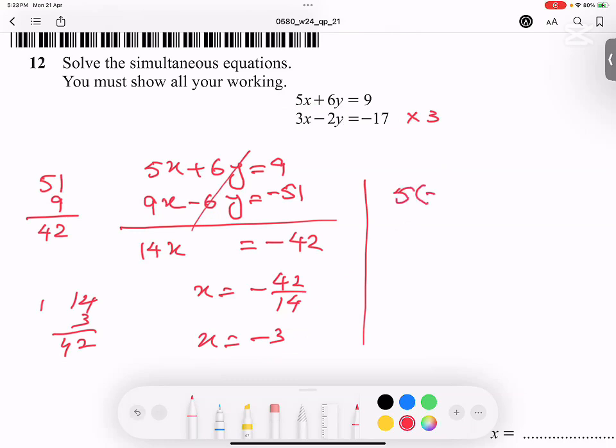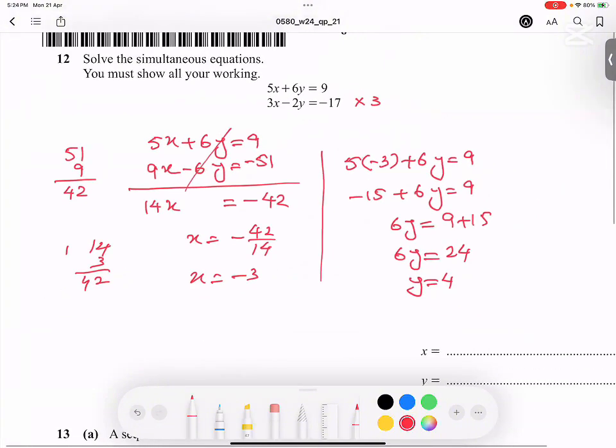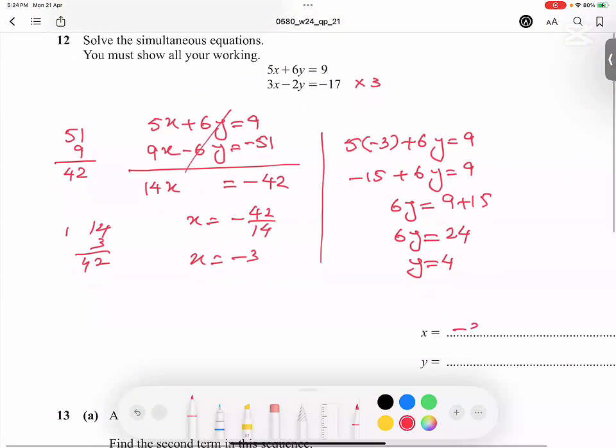5 times negative 3 plus 6y is equal to 9. I get negative 15, 6y is equal to 9. 15 goes to the other side, 9 plus 15. And I got 24, and 6y is equal to 24. 6 divides, 6 4s are 24. So Alhamdulillah Rabbil Alameen, I think your point is clear and we got these two values.